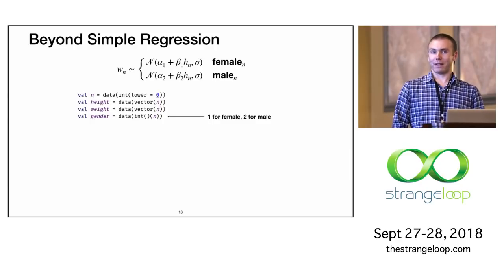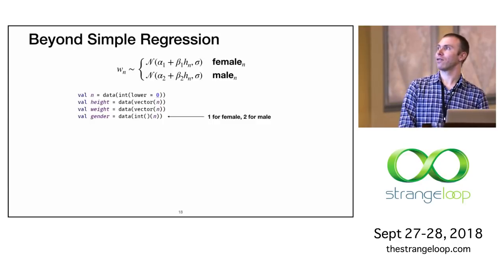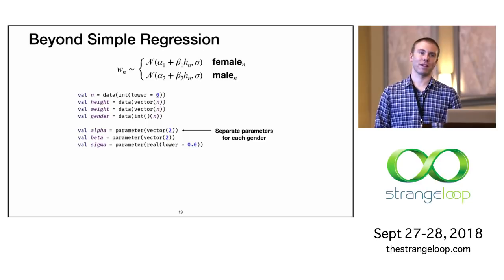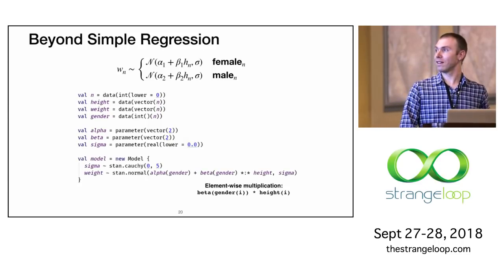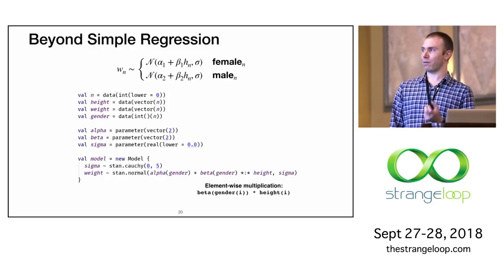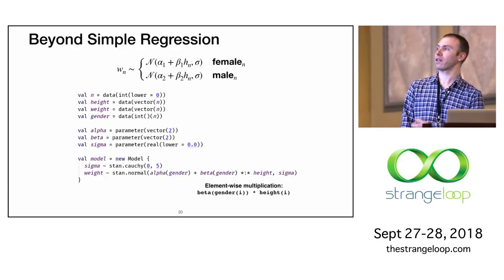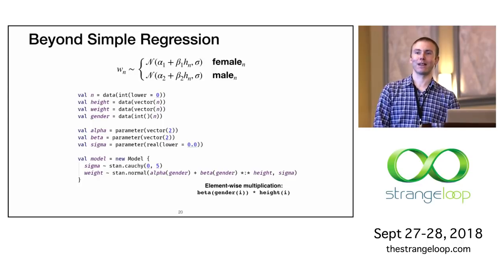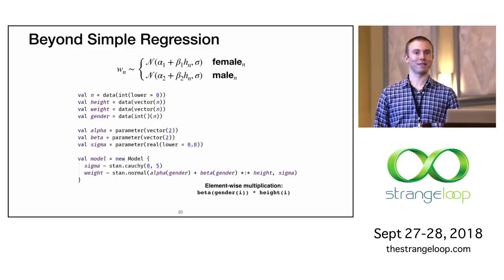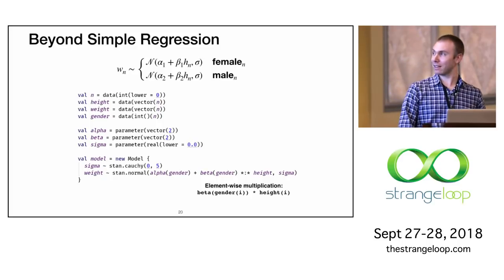Implementing this, of course, is pretty straightforward. You just add an array that has which gender each of the data points is, and then we make each of our parameters a vector instead of real. And then the model is actually pretty simple too. We just say for each alpha, we index it by the gender of that particular point. And that silly little star, colon star thing is just element-wise multiplication. I don't know how many of you are familiar with Scala or Breeze, but that's pretty similar.